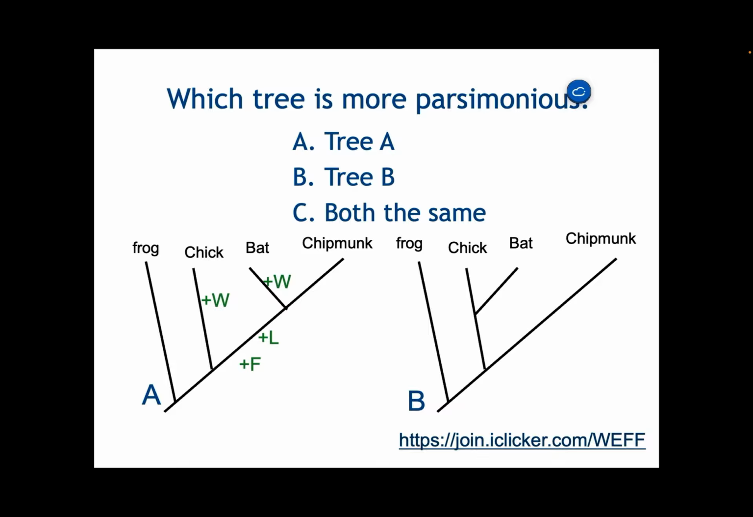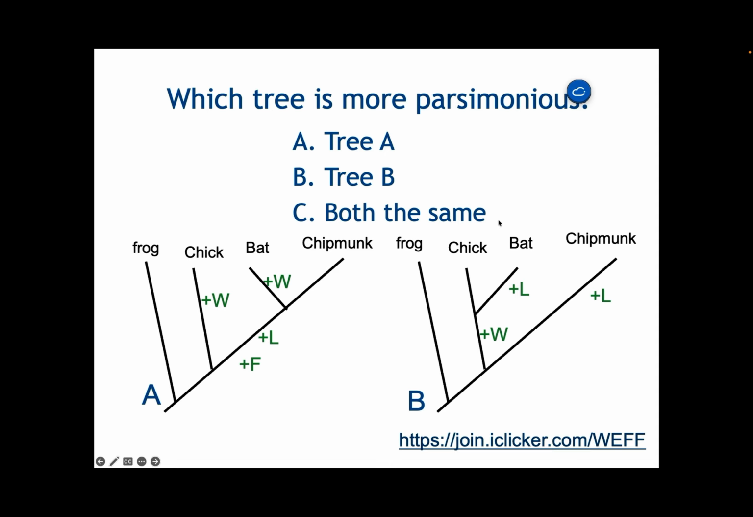Whereas to account for all of these traits in tree B, okay, so we need bats to evolve lactation. Maybe this happened at this point in evolutionary history because chickens don't have it. Chipmunks also need to evolve lactation, so that's another evolutionary step.